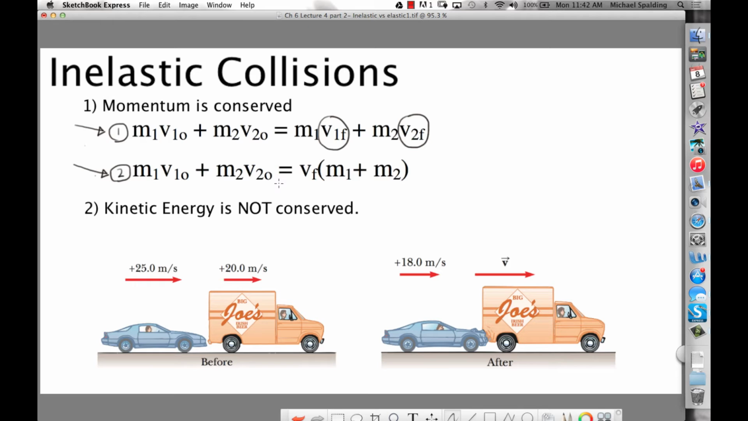How do you know if they're going to stick together? Oh, they'd have to tell you. The problem would have to specify that the objects stick together. And if it doesn't specify that, then you can assume that they do not stick together.